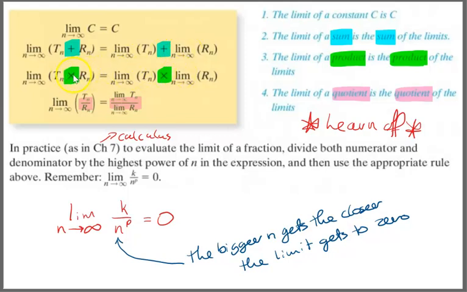Then the green ones with the multiply. In English, this is just saying the limit of a product is the product of the limits. So if there's a multiply in between, we just break it up into two separate limits with multiply. And then in pink, the last one, in English, the limit of a quotient is the quotient of the limits. So again, if there is a fraction, it can be broken up into two separate limits divided by each other. So we're going to just have a look at this statement here in a bit more detail.